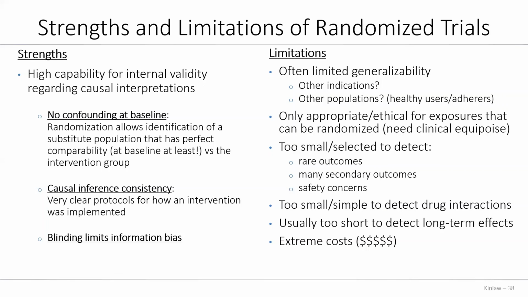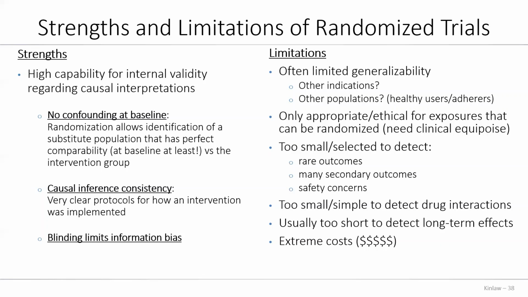There are also some key limitations to randomized trials. As we alluded to in the first lecture on causality and bias, the generalizability of randomized trials can be limited. It's important to interpret randomized trials as often internally valid, but potentially not appropriate sources of information for the target population that you're interested in understanding.